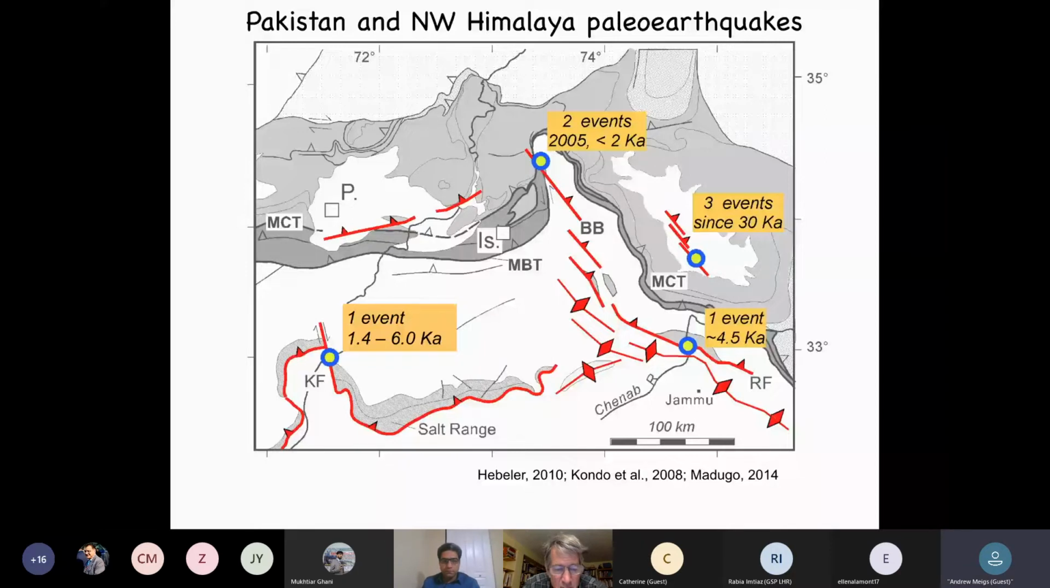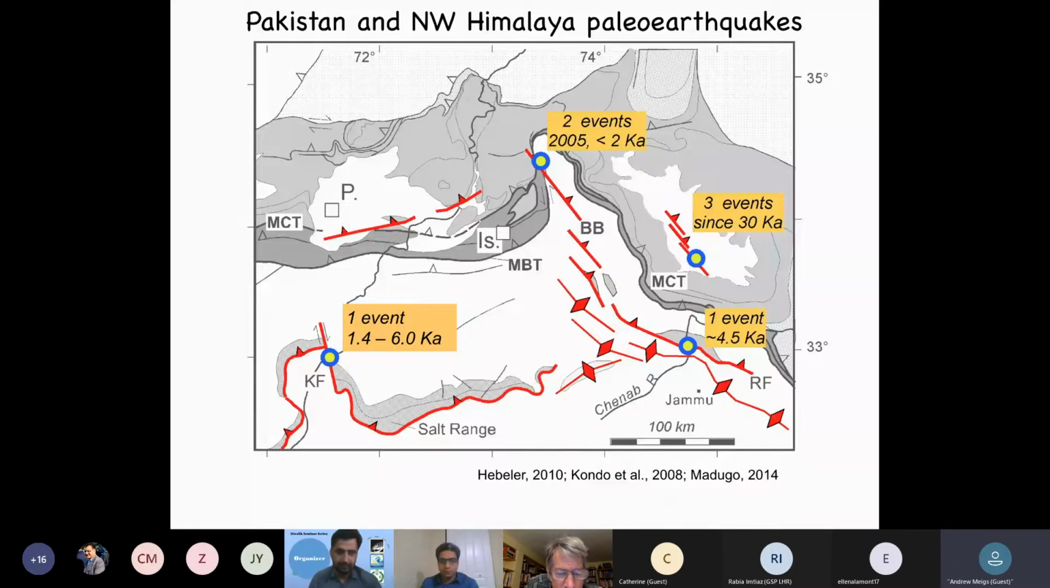If we turn to the paleo-earthquake history, what we see in the available published data that exists right now shows one event from Aaron Hebler's thesis, three events from Chris's thesis. The events are considerably different in terms of their interval of time. This is one event in the last 4,500 years. This is three events in 30,000 years.